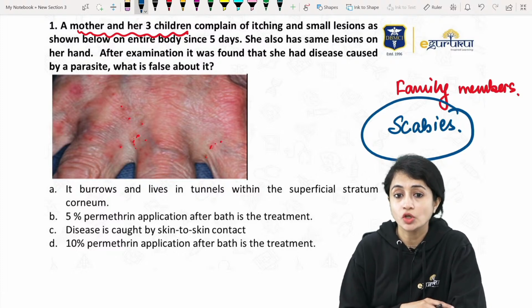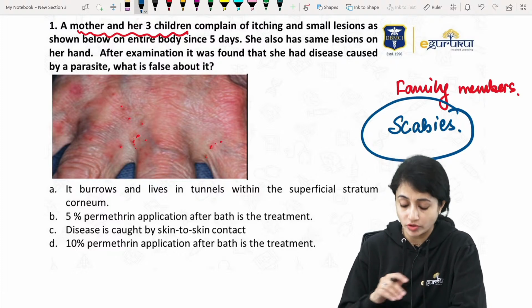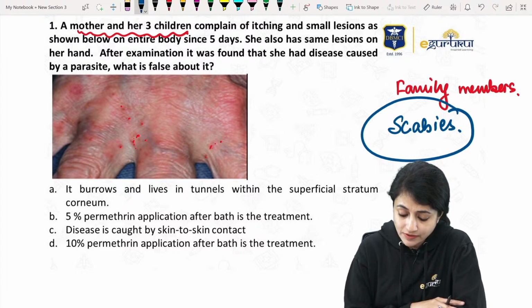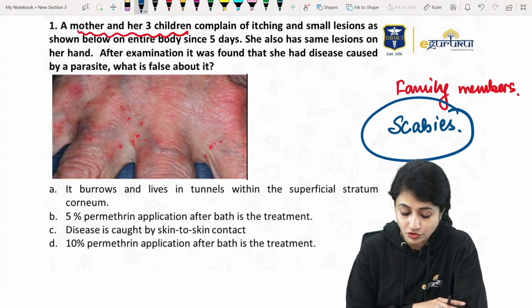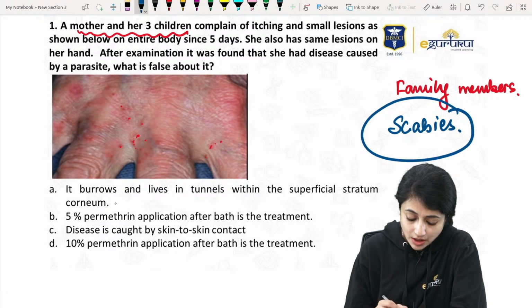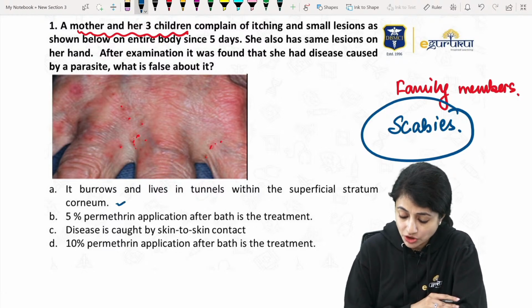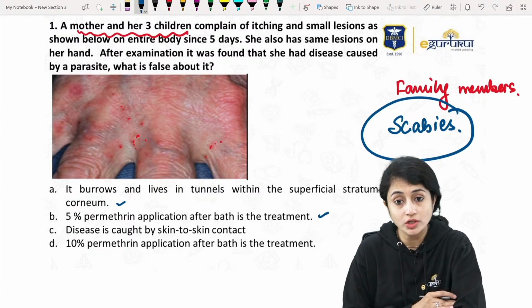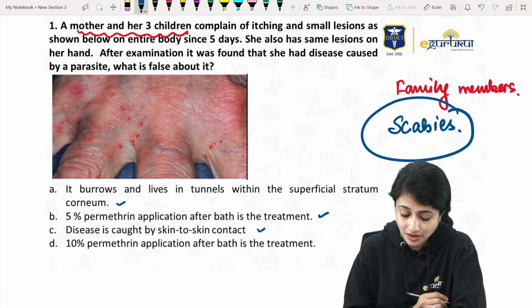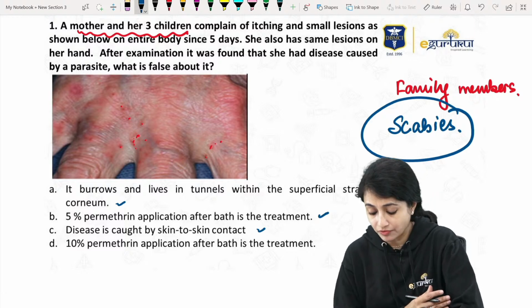Next, the options, what is false about it. It burrows and lives in tunnels within the superficial stratum corneum. Yes, it does. 5% permethrin application after bath is the treatment. Yes. Disease is caused by skin-to-skin contact. Yes. 10% permethrin after bath is the treatment.